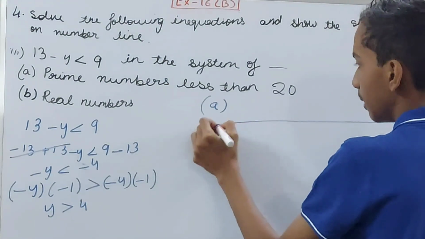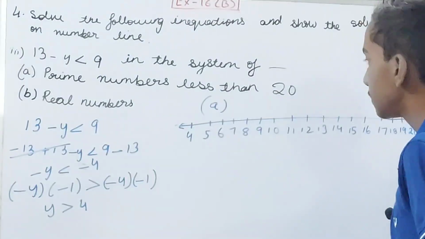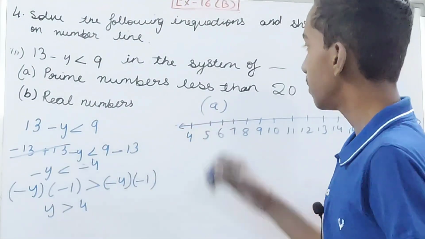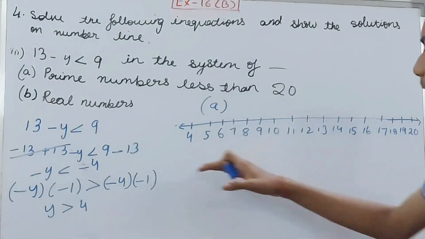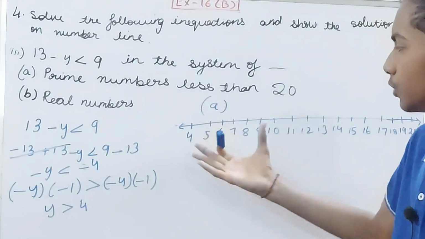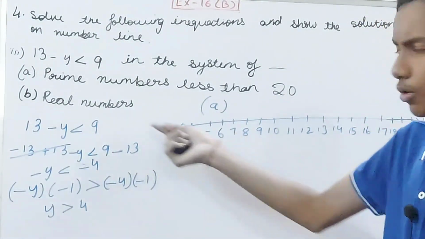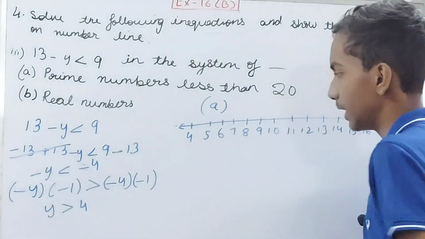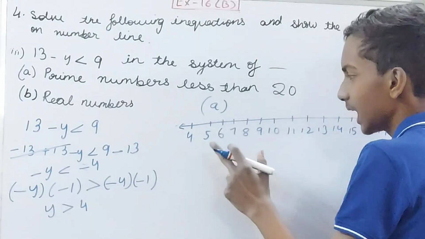Right, I'll begin from your 0, 1. Now see, we have to mark prime numbers that are less than 20. Okay, and since y is greater than 4, to keep it simple, I have taken from 4 only. You can take it beyond also, it might be needed. Now, greater than 4. See all the prime numbers here, all the prime numbers.